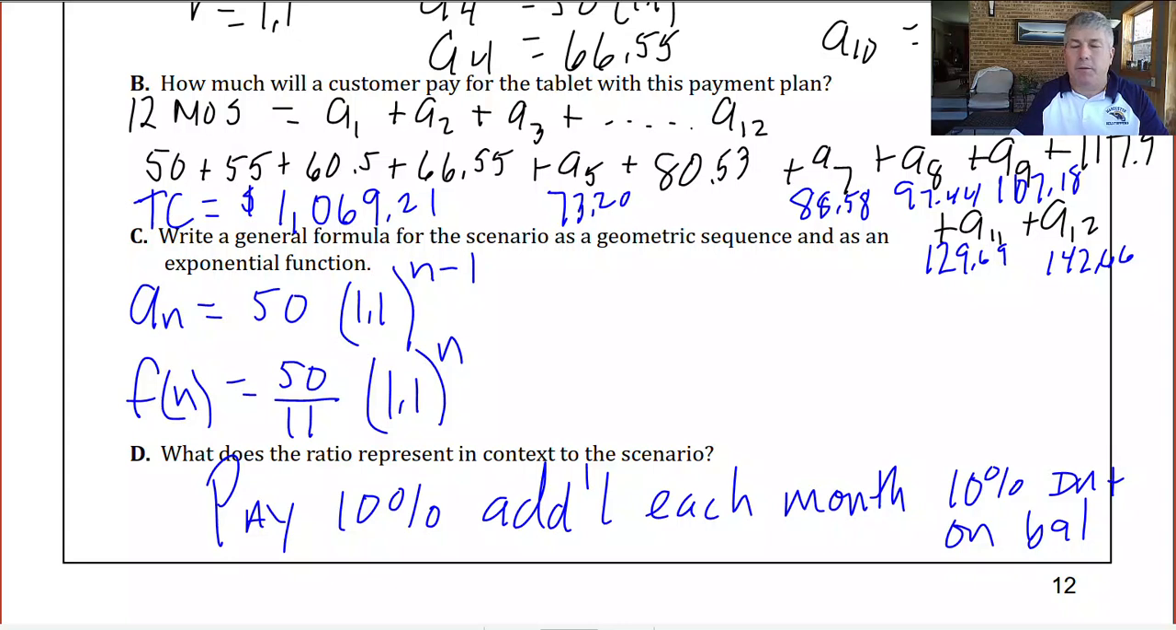So that wraps up a couple sample problems with geometric sequences, and we'll get some more practice with this when I see you in class.